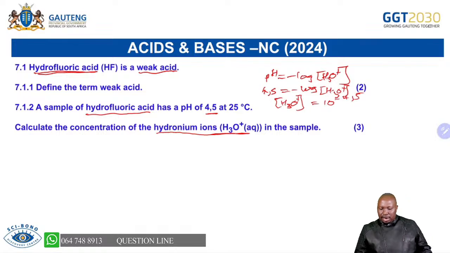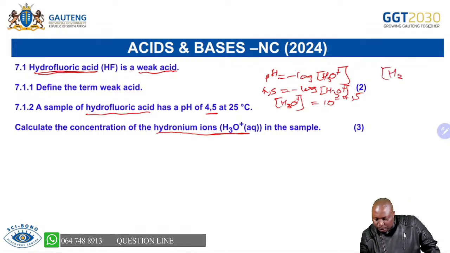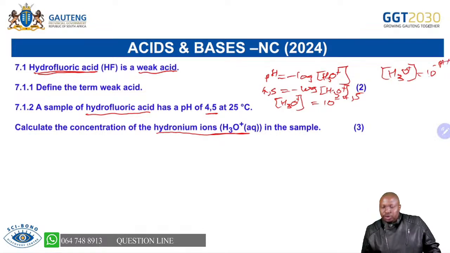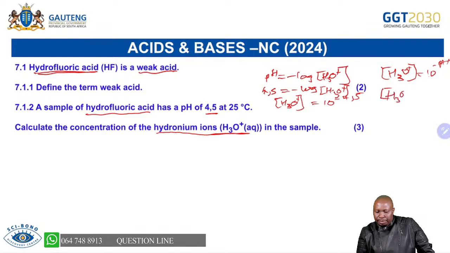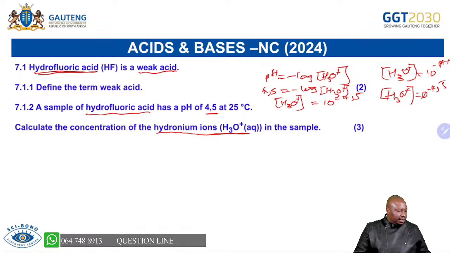If I'm to write the formula, I can just say the concentration of H3O plus is equal to 10 to the power of minus pH. You got to have that, and then you are able to do that. You just go there and say, okay, concentration of H3O plus is equal to 10 to the power of minus, then you go to 4.5, and you go to your nice calculator.